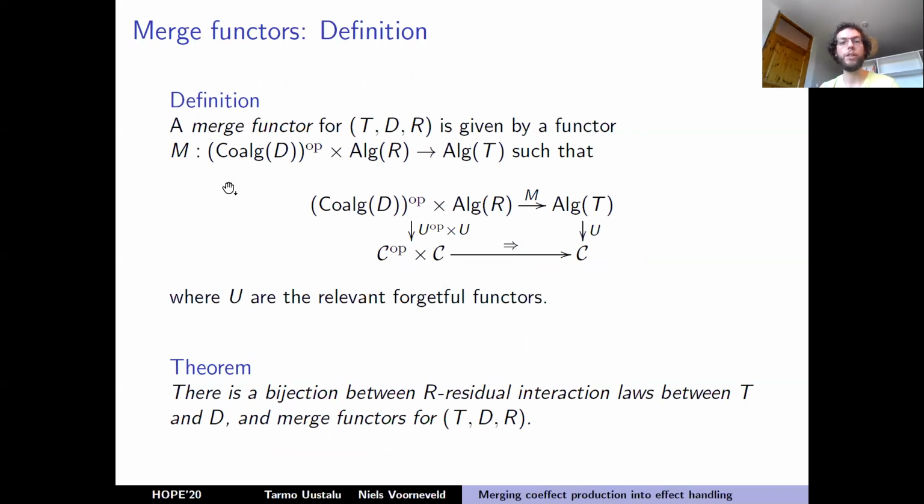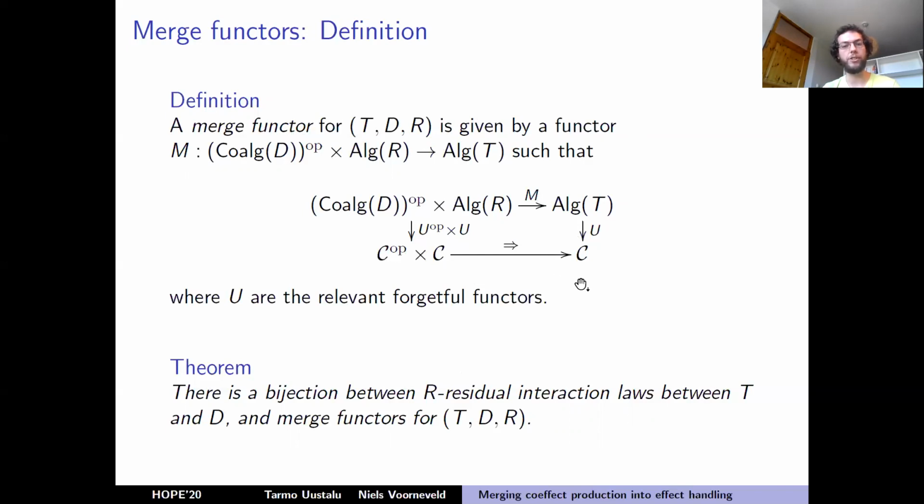So in a way, what it actually does is that the interaction law specifies a way to combine a coalgebra and an algebra into an algebra, as we've seen in the title, merging the coeffect production into effect handling to get a complete handling on T, which has certain properties. For instance, first, it's a functor, so it behaves nicely on morphisms between coalgebras and algebras. And as we've seen on the underlying carriers, this merging will do the exponentiation.